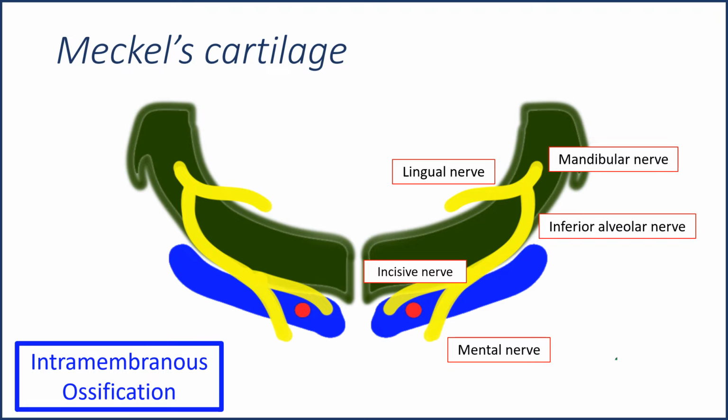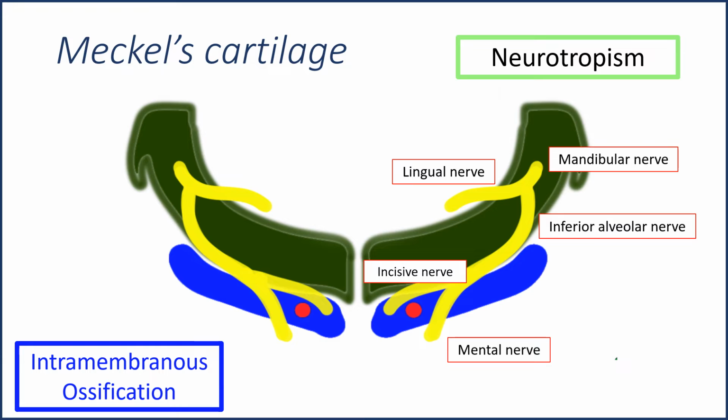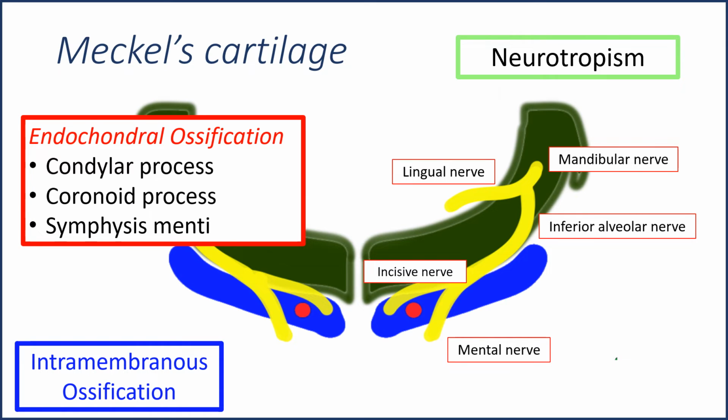The first structure to develop in the primordium of the lower jaw is the mandibular division of the trigeminal nerve, which induces osteogenesis by the process of neurotropism. This is then followed by an ectomesenchymal condensation in the area of the lower jaw. Now most of the mandible ossifies by the process of intramembranous ossification, except for the condylar process, the coronoid process, and the symphysis, which develop from the secondary cartilages.